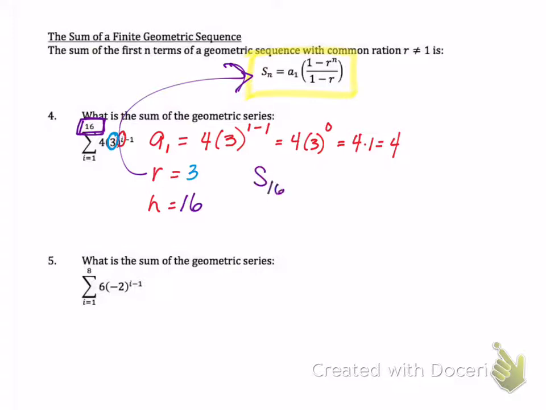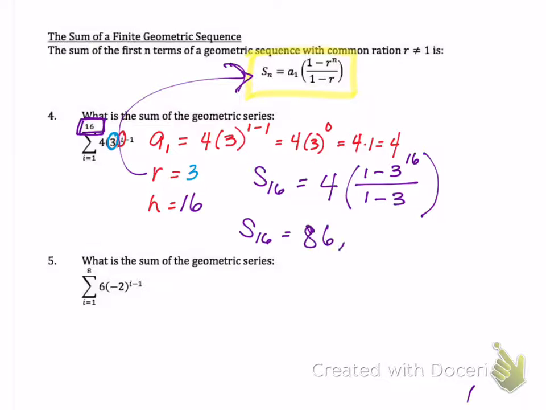So S of 16 equals A1, which is 4, times 1 minus 3 to the 16th power over 1 minus 3. So be careful when you're typing this in your calculator. Remember to use your parentheses. If you have an Inspire, it's a little bit easier. But if you don't have an Inspire, I would try to do the parentheses stuff first and then multiply it by 4. So I want you to try that in your calculator and then check and see if you get the same answer as me. It is a big number.